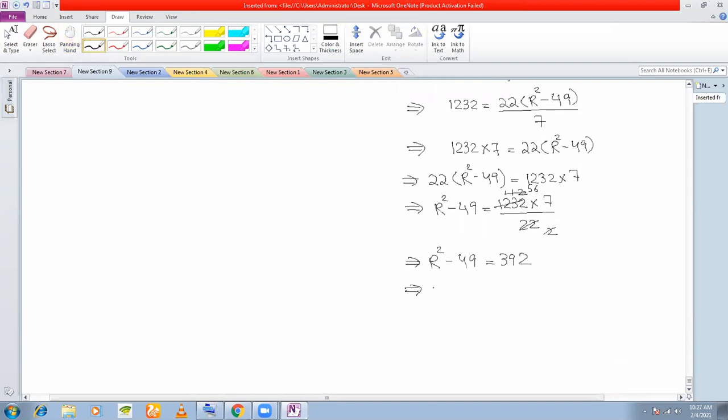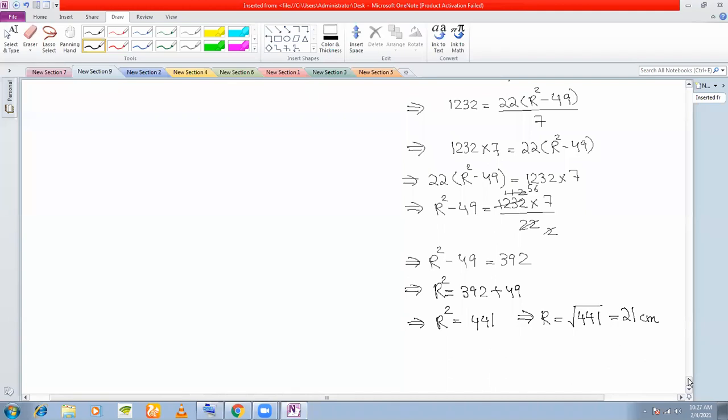Okay, that means R square is 392 plus 49. That means R square is equal to 441. That means R must be equal to square root of 441. You can find out by division method. The square root will come out to be 21 centimeter.